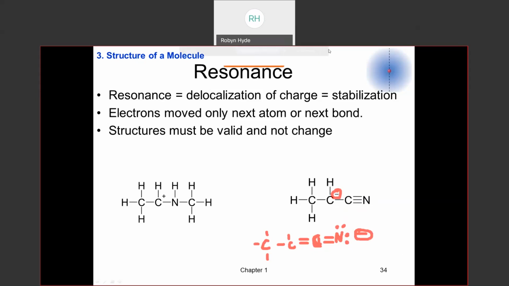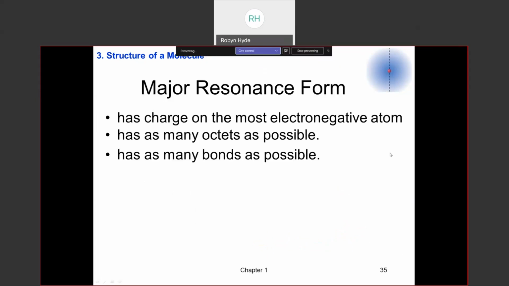For the next concept, let me take off my annotations so I can change to the main page, which is that when we do multiple drawings, we also like to identify a major resonance form. The molecule exists in both forms, but it's like a 50-50 or a 75-25 or maybe even a 90-10 sort of form. So how many molecules exist in each form? We like to identify the major resonance form. And I always go by bullet point number 1, which is that the charge is on the most electronegative atom. It doesn't matter whether it's a positive charge or a negative charge. The major resonance form is going to be the form where the charge is on the most electronegative atom. Almost always, this is the only rule we need to think about.